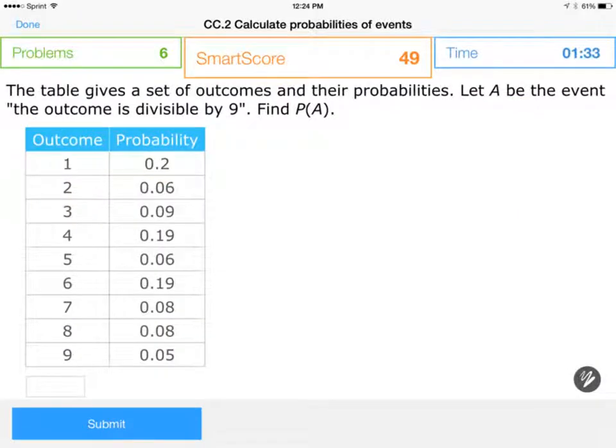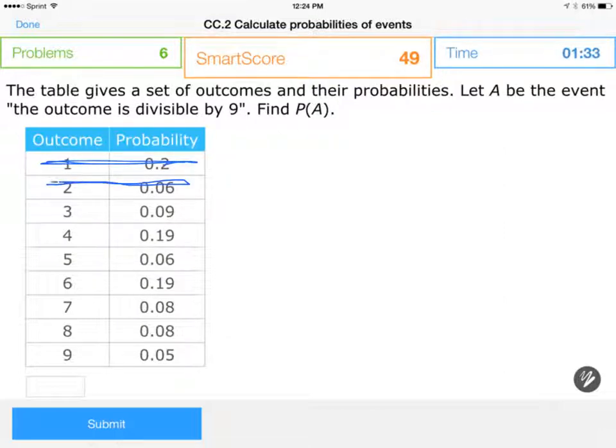Let's go to another example now. Let's look at this one. It's the same exact problem. Now they're saying let A be the event that the outcome is divisible by 9. So we want to find all the numbers that are divisible by 9 here. Is 1 divisible by 9? Does 9 go into 1? No way, Jose. So that's out.